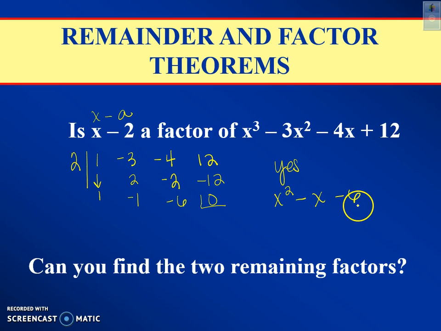We have a trinomial, so we're looking to see if there's anything that multiplies to be a negative 6 and would add to be a negative 1. So in this case, our factors of 6 would be 3 and 2, and we would need this to be x minus 3 and x plus 2, so that way we come up with that negative sign in the middle. So then all of your factors of this polynomial would be x minus 2, x minus 3, and x plus 2.